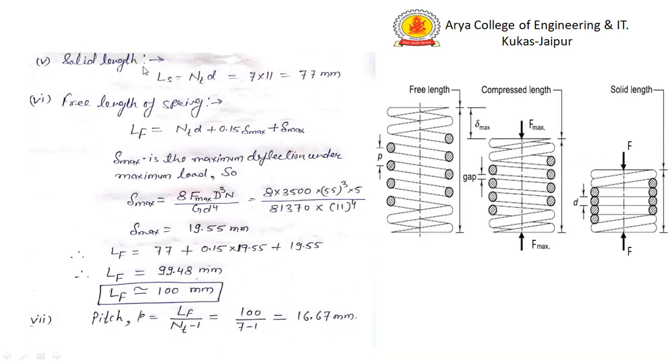Now the solid length. This is the solid length and this is the free length. We know that solid length is equal to NT, that is the total number of coils, multiplied by small d. So NT, the total number of coils, is 7 and d is 11. So the solid length is 77 mm.